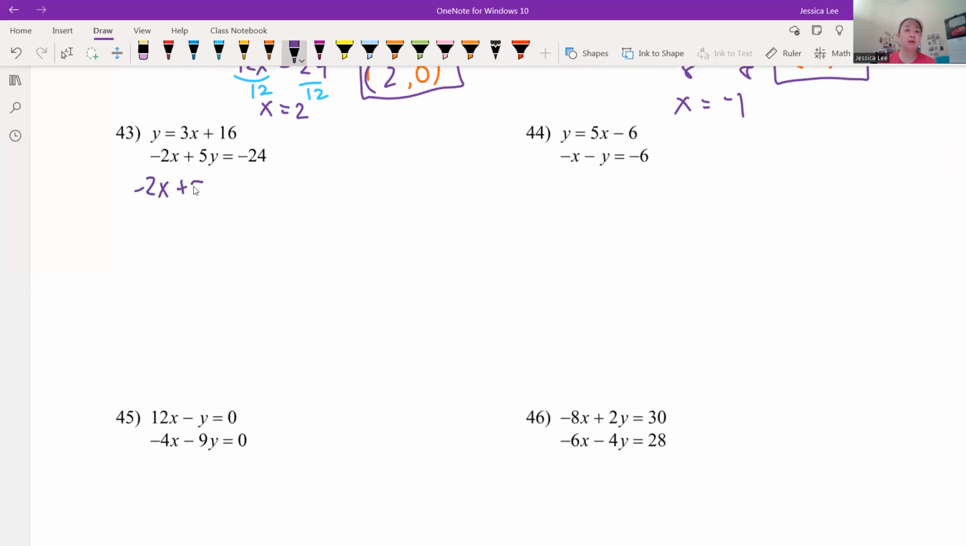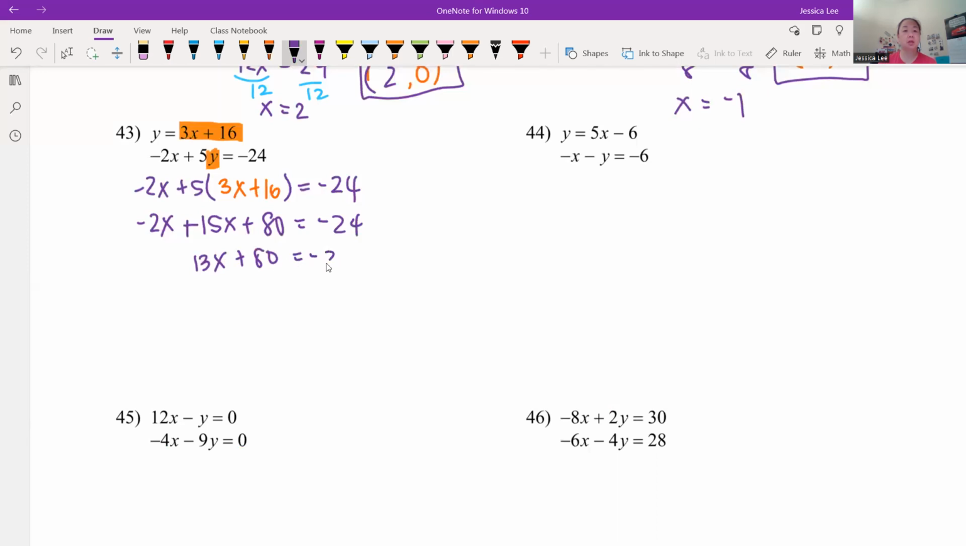Negative 2x plus 5. Instead of y, we're going to put 3x plus 16 here, equals negative 24. Let's highlight this right here. It goes right here for this y. So 3x plus 16 is right here. So negative 5x, we're going to distribute. 5 times 3 is going to be 15x, plus 5 times 16, which is going to be 80, is equal to negative 24. We got some like terms here, so it's 13x plus 80 is equal to negative 24.